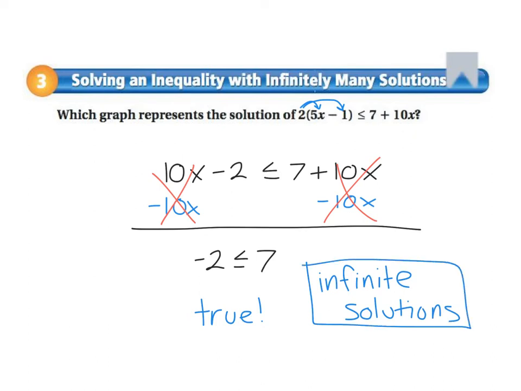So if you were to graph this, the graph looks pretty interesting. So let's say we have like -1, 0, and 1. Since it's infinite solutions and every single number on my number line works, I just literally do a line with arrows going all the way to the left and all the way to the right. So this shows that it is infinite solutions.